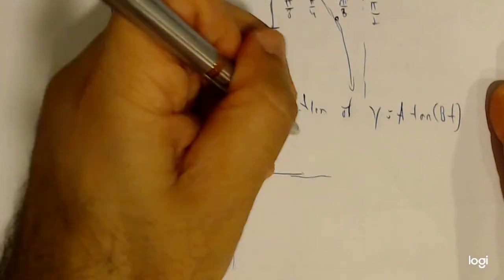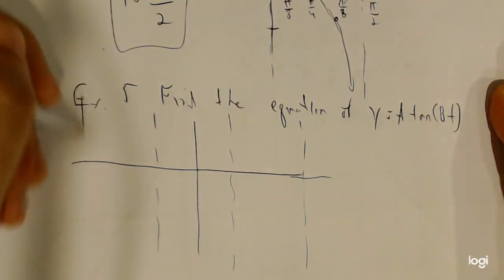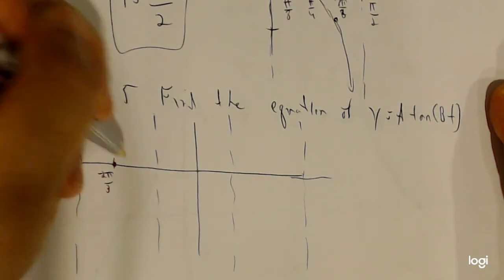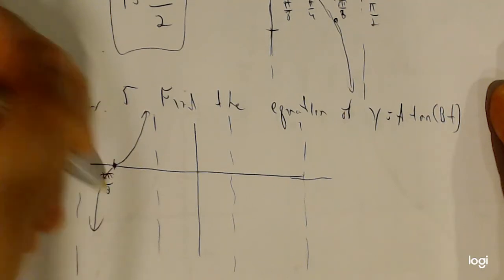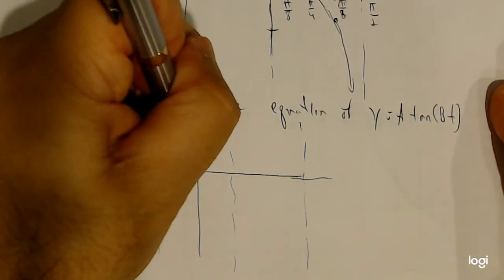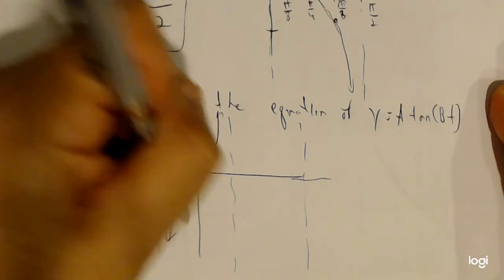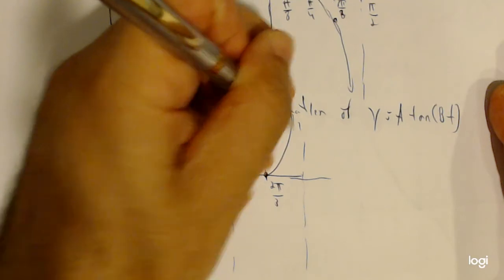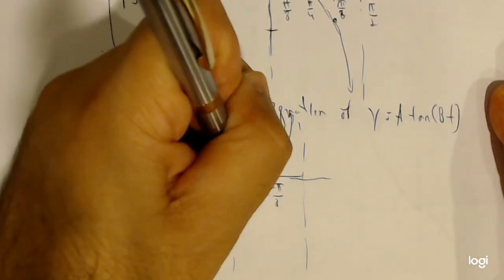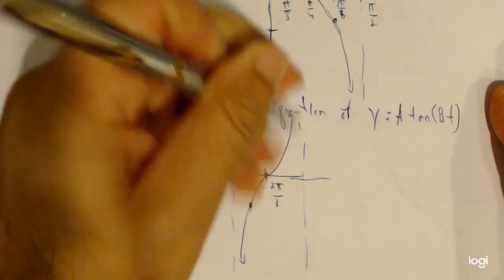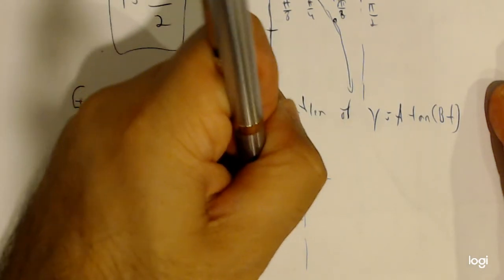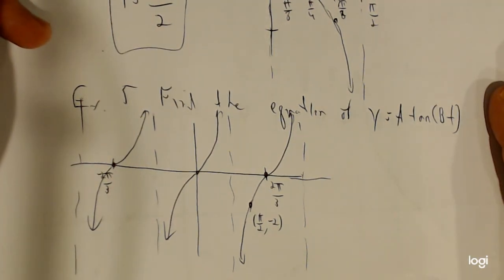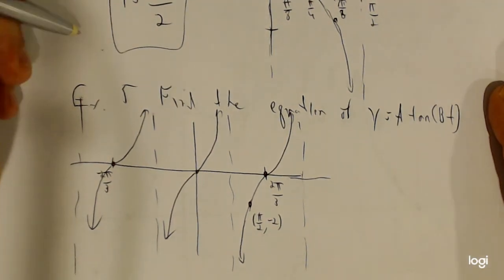So let me draw these vertical asymptotes. So this is negative 2 pi over 3, 0, goes up and down. Goes up and down. This is 2 pi over 3, 0, goes up, and then this y value, that right there, is pi over 2 comma negative 2. Okay, so we could see that one period of this.